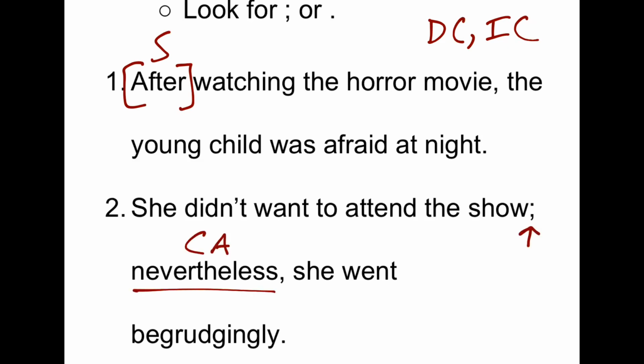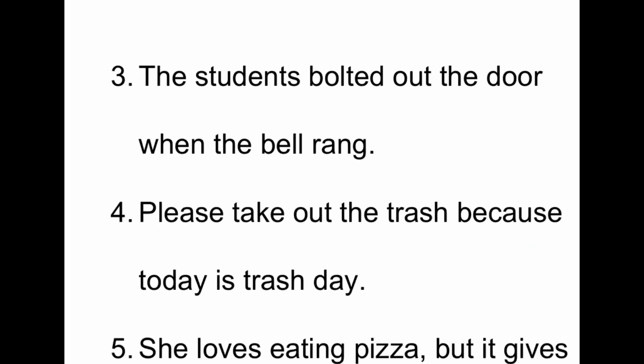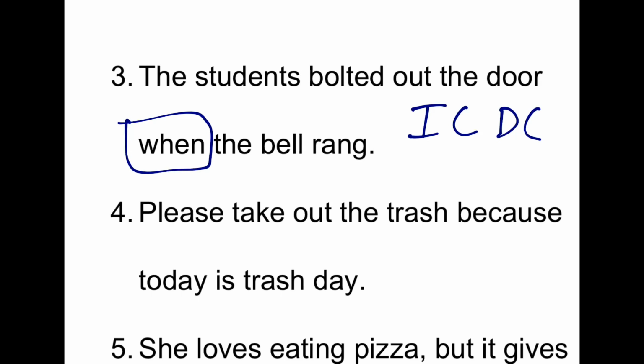Number 2, she didn't want to attend the show; nevertheless she went begrudgingly. We can see this semicolon after show, which is a clue that nevertheless is a conjunctive adverb. 3, the students bolted out the door when the bell rang. The word when here is a subordinating conjunction. But notice when our clause structure is IC, DC, that comma is usually not used. This can make it harder to identify where the one clause ends and another clause begins.